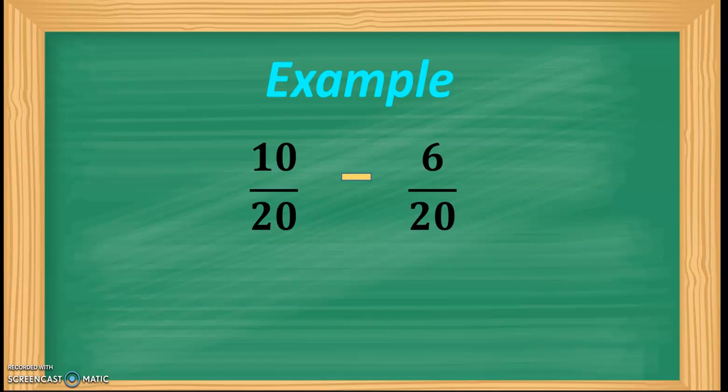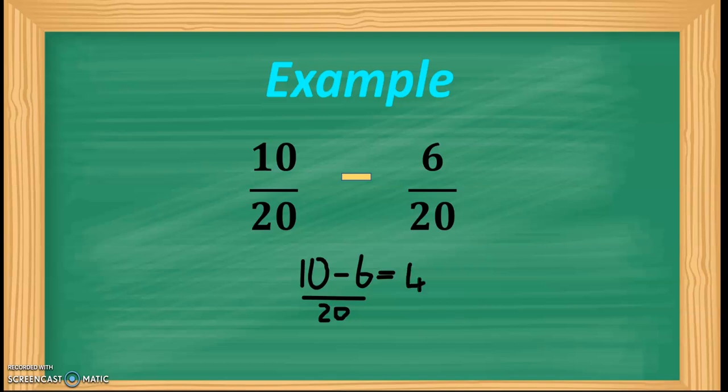Sorry, let me rewrite that. So I have 10, take away 6, and it will be placed over 20. And when I subtract 6 from 10, I will end up with 4 over 20.